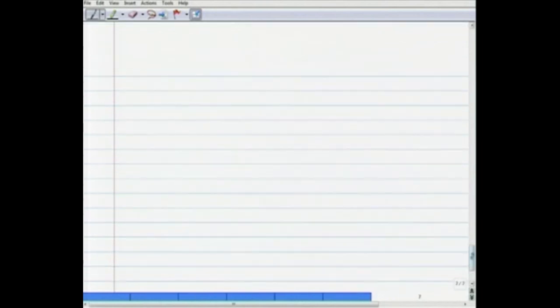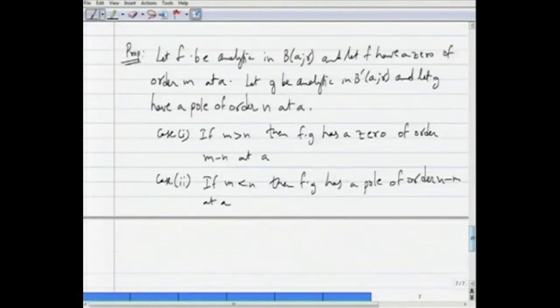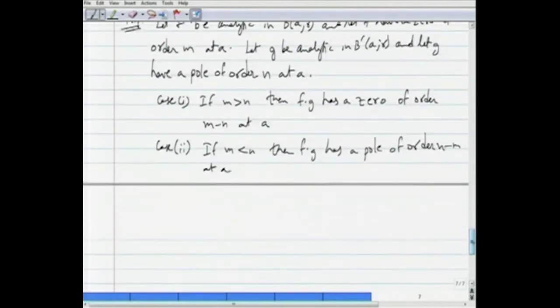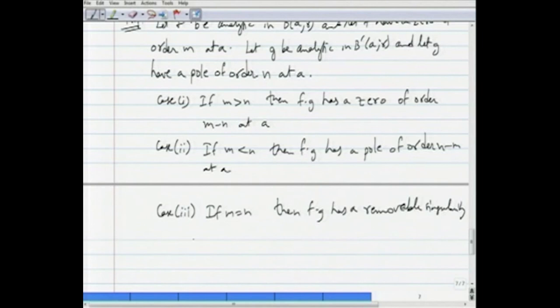Okay, so they sort of cancel each other. So, if the pole's order is more, then the pole dominates, and there is a pole of order n minus m there. And in the third case, if m is equal to n, then f times g has a removable singularity at A, and it can be removed. So, these are the three cases. This is how the pole and 0 cancel each other.